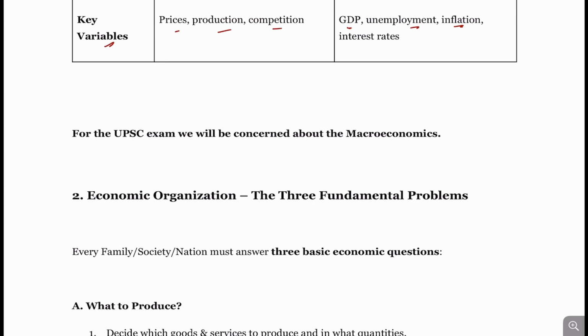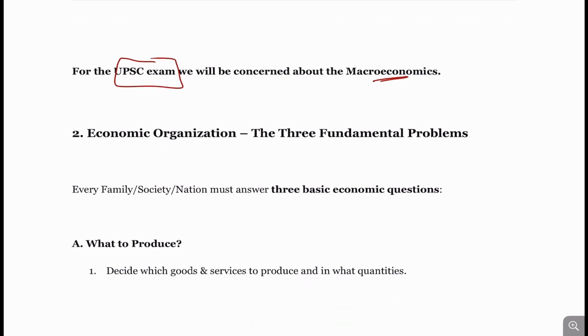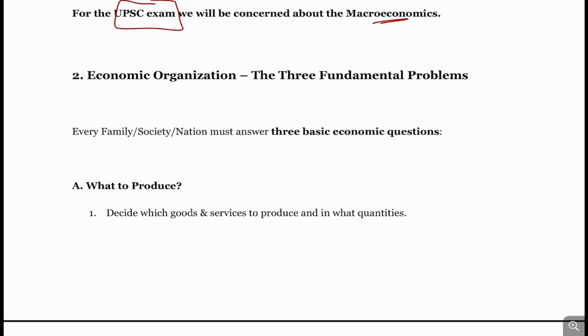So for the UPSC exam that we are concerned with, we will be using only macroeconomics. Microeconomics is not of much value to us, right? But in order to understand, we have covered what microeconomics is, right? Now coming to macroeconomics. The further lecture will be about macroeconomics only.